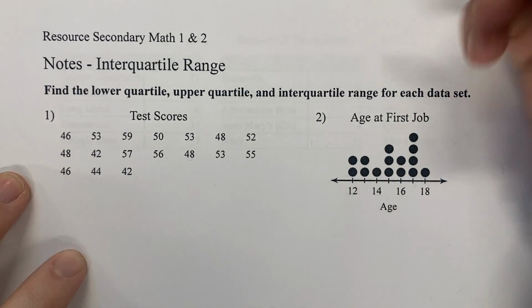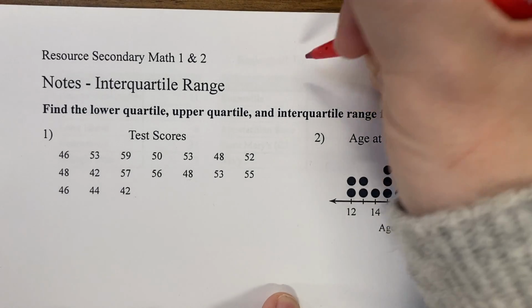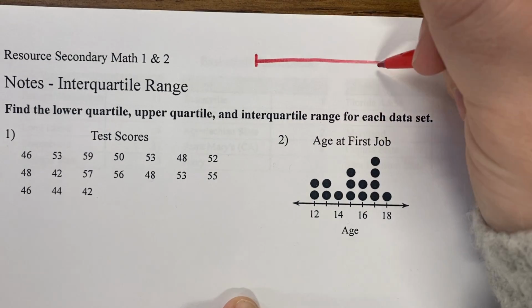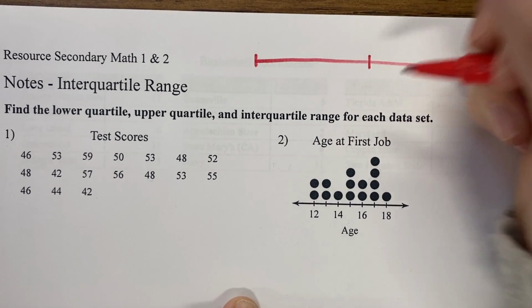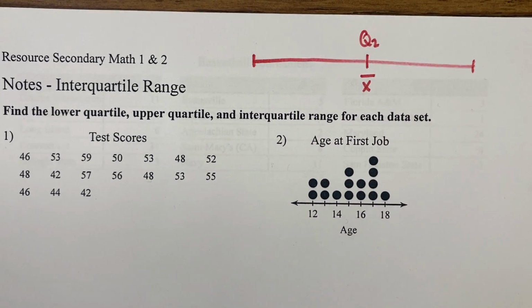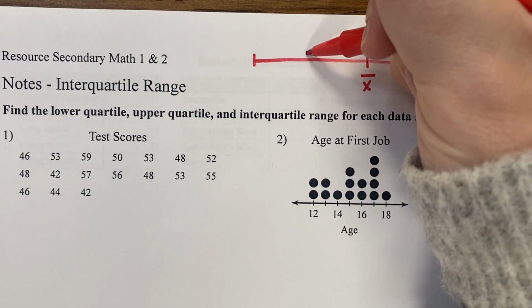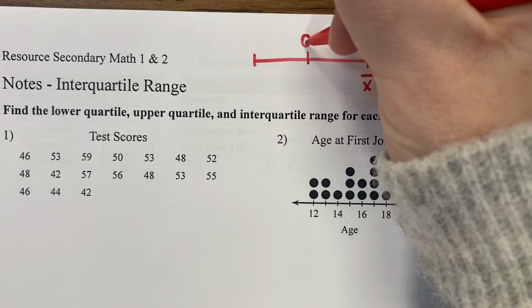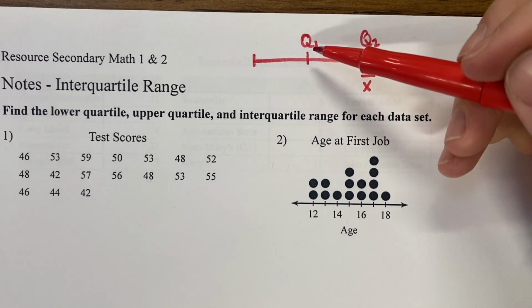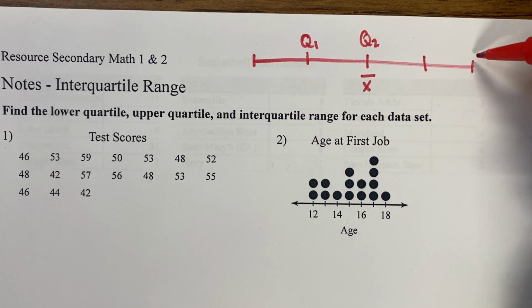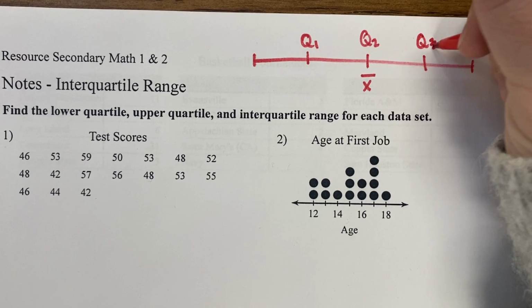Okay, so for each data set, let's just say that we have some type of data set. Halfway, which we usually call the median, is also known as our second quartile, or Q2. Then halfway between our starting point and our midpoint is going to be Q1. That is going to be our lower quartile. Then between halfway and the finish, we have Q3.